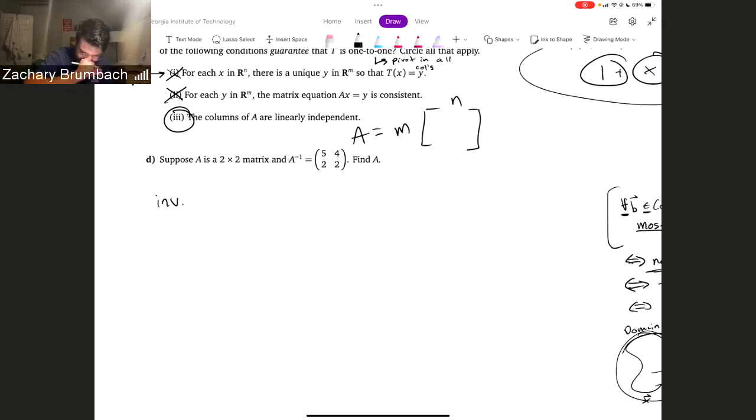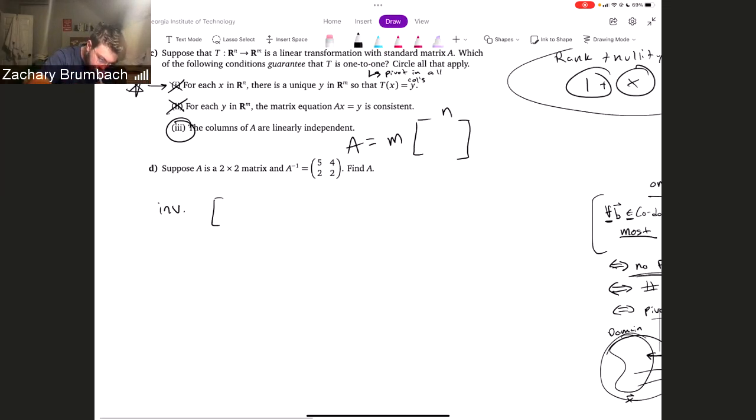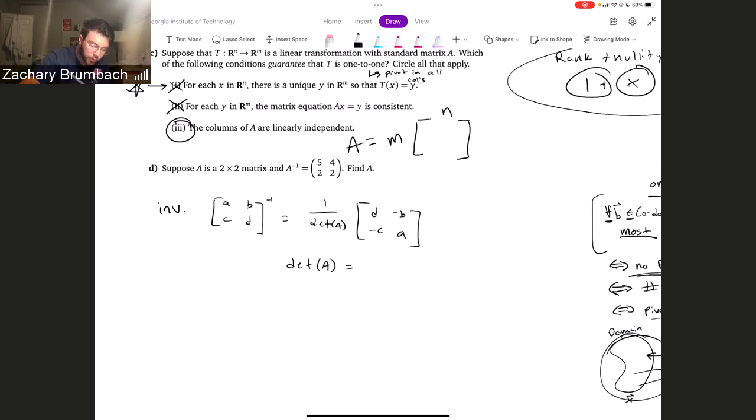But nevertheless, for an invertible 2 by 2 matrix A, B, C, D, the inverse is 1 over the determinant times D, A switched, negative B, negative C. And the determinant of A equals AD minus BC.